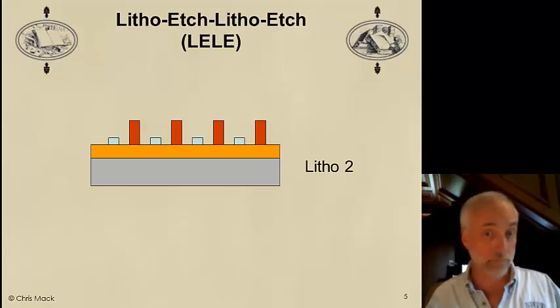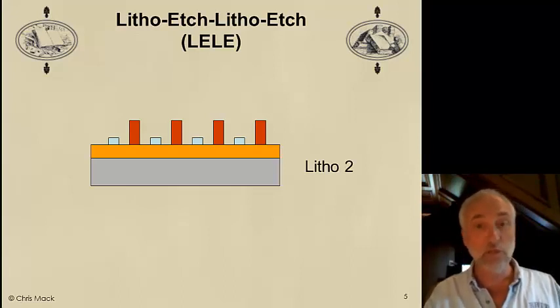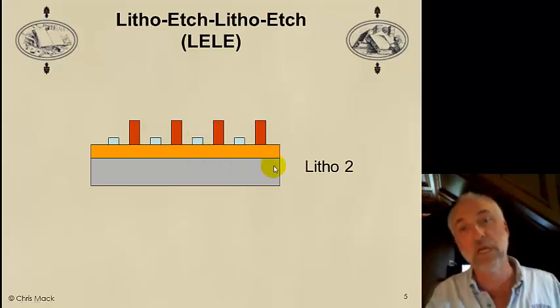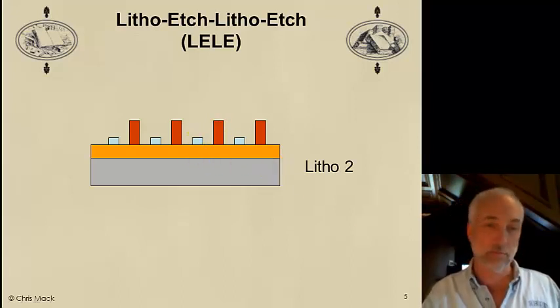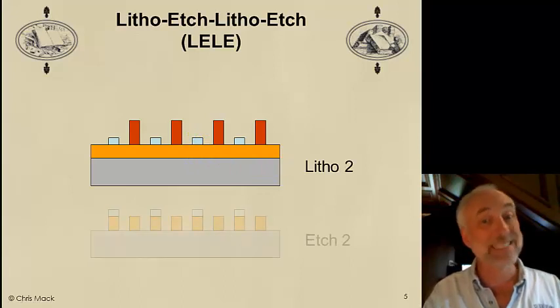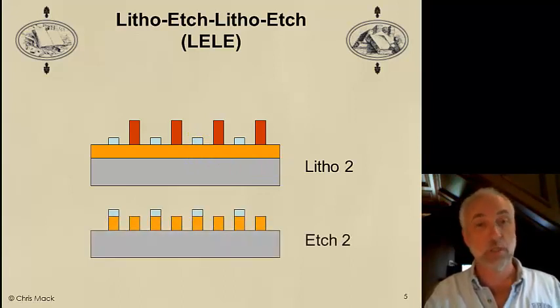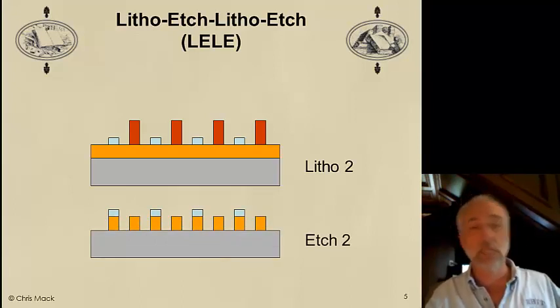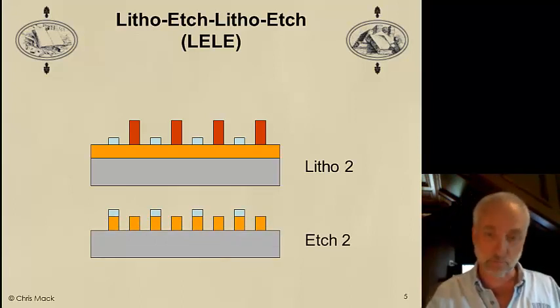So what do we do next? We use this combined resist hard mask combination as an etch mask for the underlying layer. So we perform our second etch. Second etch, followed by stripping of the photoresist, gives us this pattern.